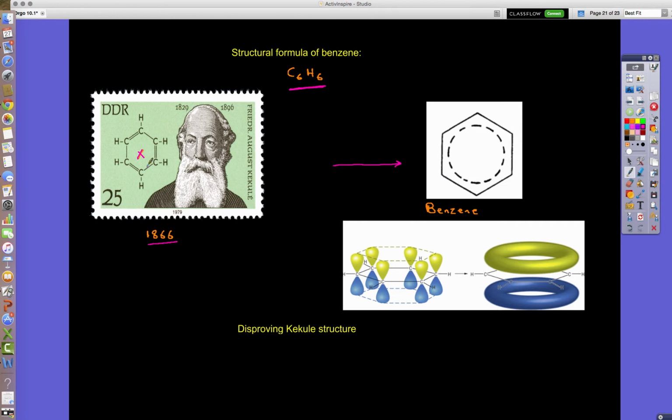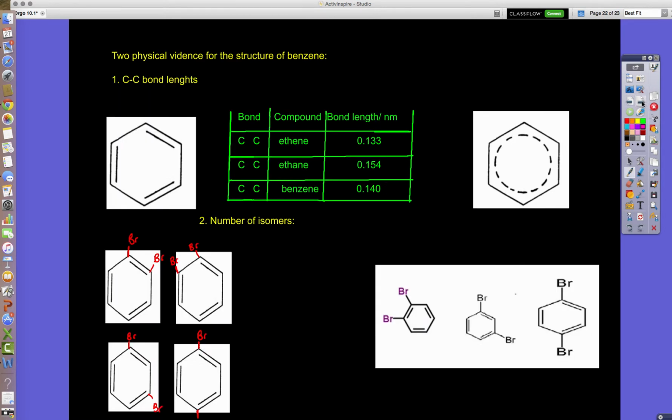Now let's look at the four evidence for how we rejected it, and you should also recall them and use them in your arguments. Two of those evidence are physical. If you recall, a double bond in alkene is shorter and stronger than a single bond in alkane. But in benzene, when we measure it, we see the bond length is somewhere between single and double bond.